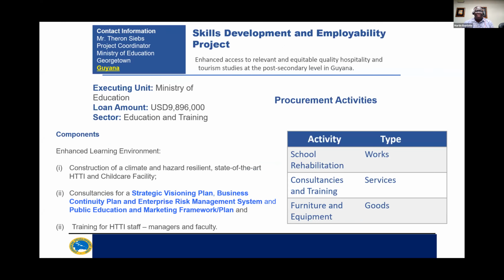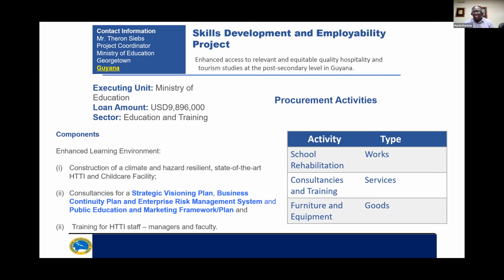In the case of Guyana, this is a project that was approved last December, really exciting work, looking at the hospitality and tourism sector. And this is to assist the ministry with the construction of the Hospitality and Training Institute, in addition to a childcare facility, to make sure that women in particular are able to take advantage of opportunities for training and also for work there.